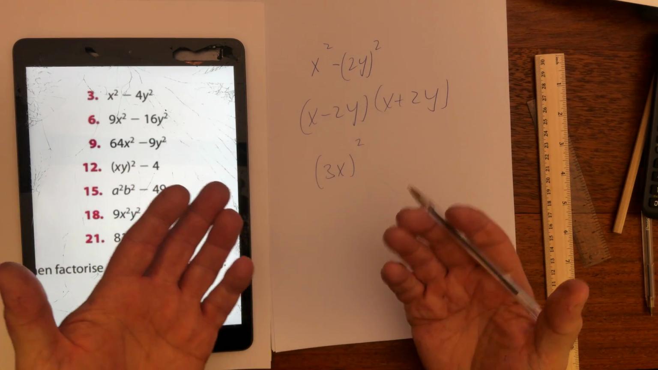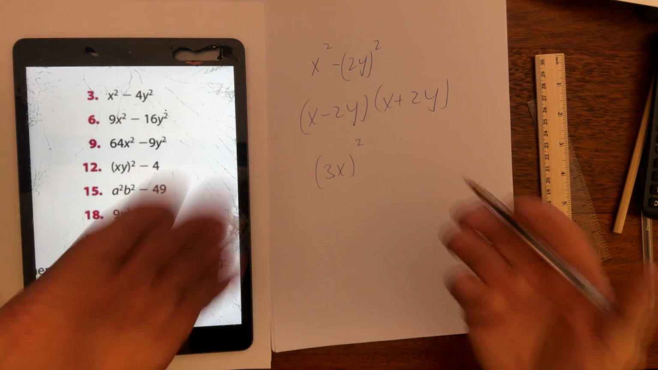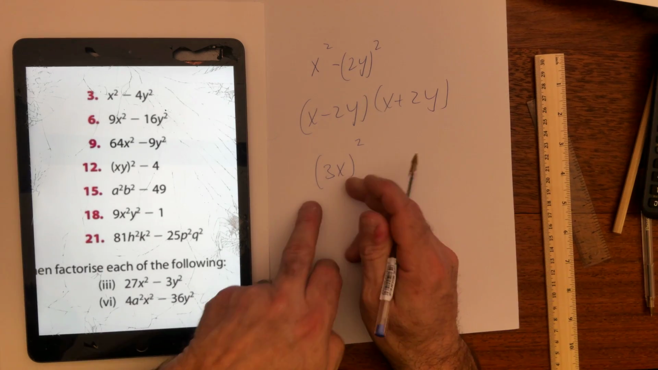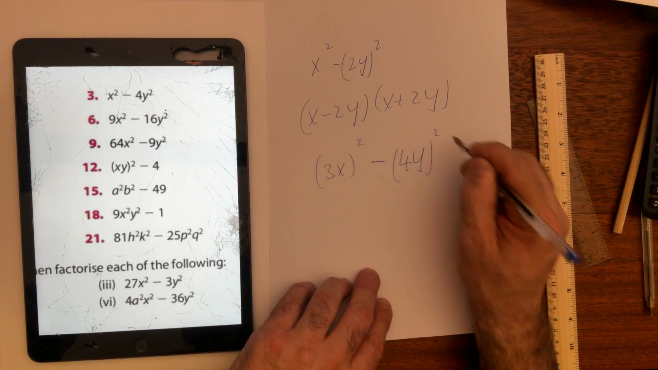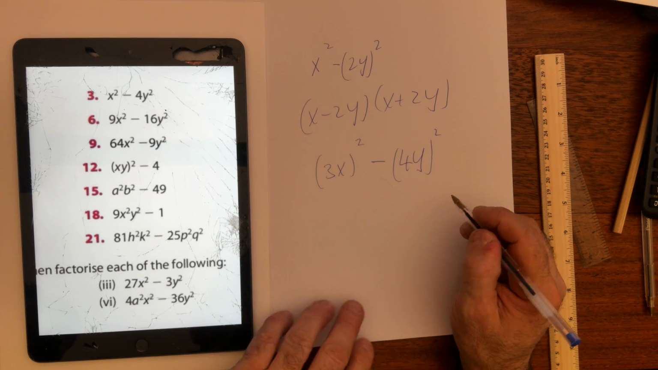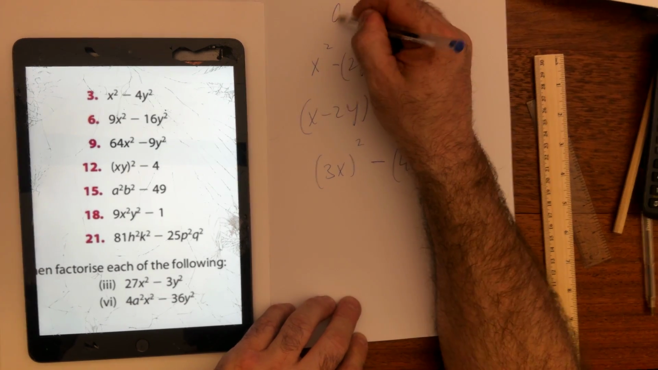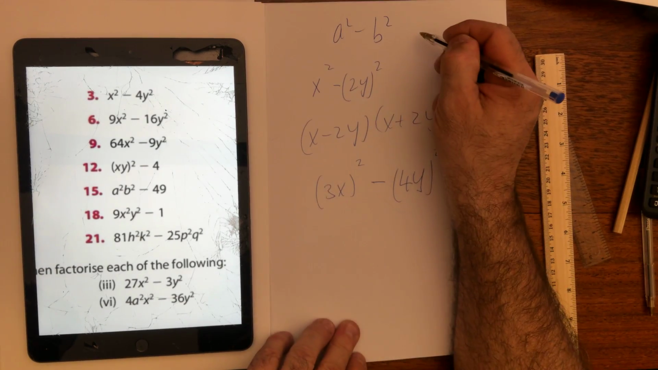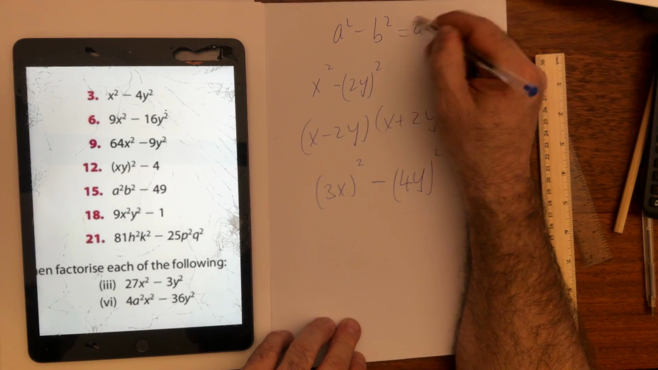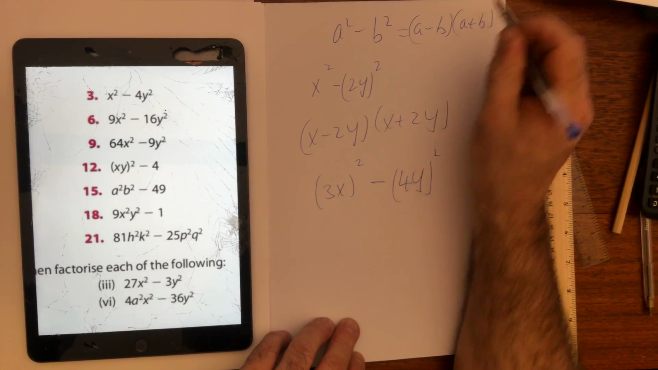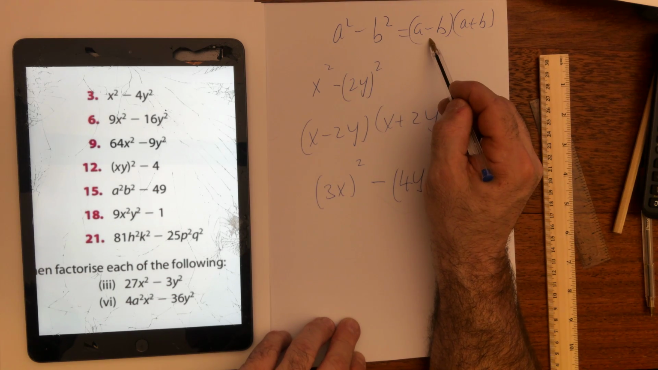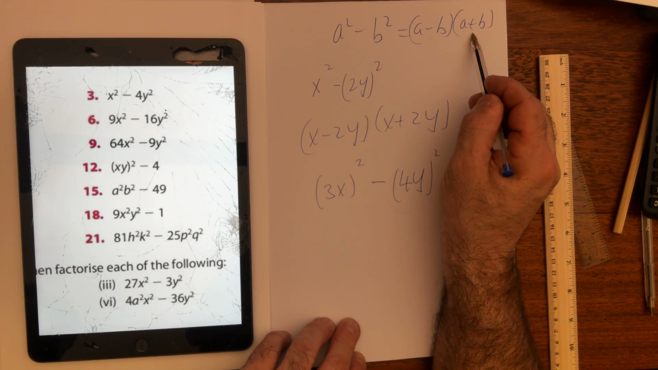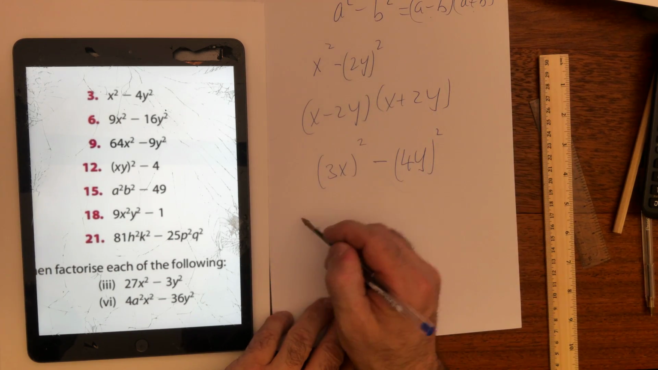Now listen to me and say what I'm saying when you're doing it. It'll be (3x) all to be squared minus (4y) all to be squared. Okay, and we'll apply the identity now. The a squared minus b squared equals a minus b by a plus b. The difference of two squares is the difference of the bases times the sum of the bases.